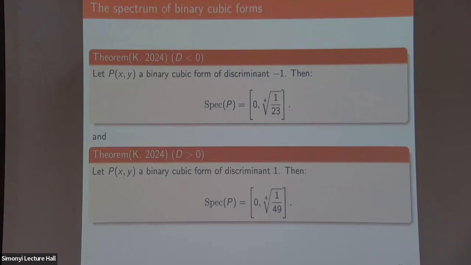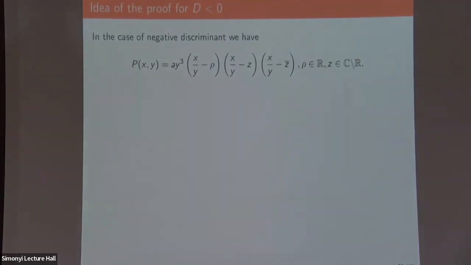Okay, so we'll start with the first one. What happens in the case of discriminant -1? So what does negative discriminant mean? It just means that you have one real root and two complex roots. So if we factorize it like this, we have one real root rho and a z, z bar conjugate complex roots. So the way to show that the interval is everything here is to isolate the problem, to forget about the real root, and to isolate the problem to the complex roots.